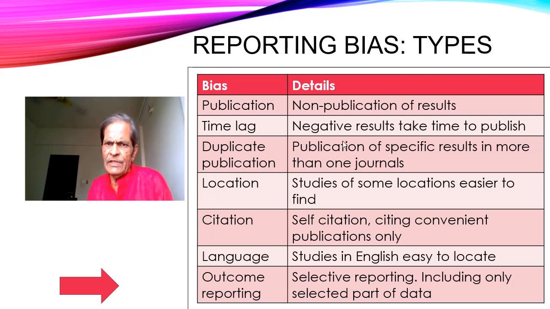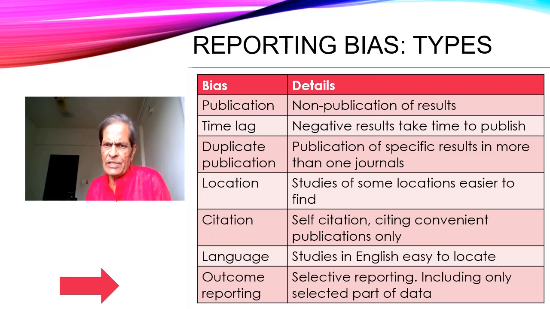Time lag: negative results take time to publish. So 3, 4 or 5 trials are published, and then suddenly one person publishes that there are side effects of the drug. Then if it is inquired in detail, it is found that the previous 4 persons had observed that type of negative results, but they had not published. So negative results take time to publish.